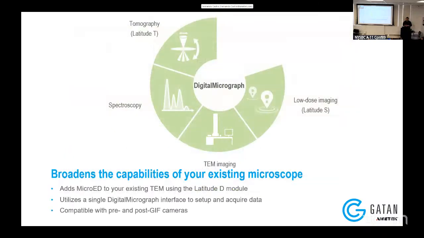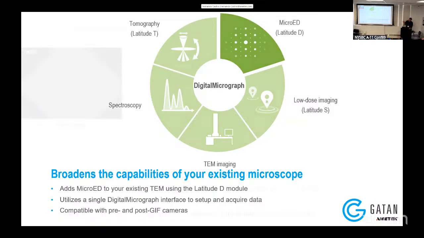So the general suite of this kind of automated data acquisition is called Latitude. For MicroED, we have the Latitude D version, which is the diffraction tomography. There's also a version that is used for doing single particle imaging, that's Latitude S, and then imaging tomography, which is Latitude T. So there's all sorts of things you can do within DigitalMicrograph.